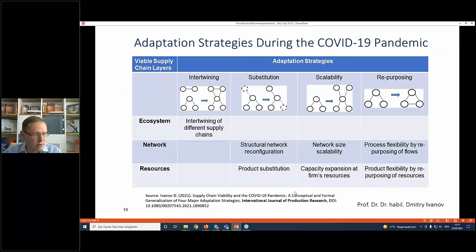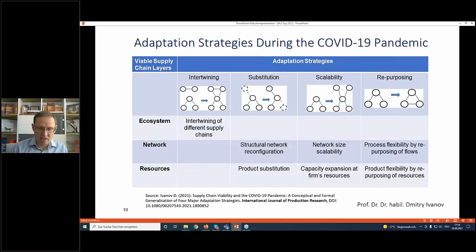What to do? So, enough of stressors for supply chains, how can we adapt strategies to cope with such situations? In one of my recent IJPR papers, I tried to develop some generalized perspectives, and I came up with 4 major adaptation strategies which supply chains have used during the COVID-19 pandemic. These strategies are also associated with 3 levels of the viable supply chain: the ecosystem level, the network level, and the resources level. So the first strategy is intertwining, right? It is related to the ecosystem level.